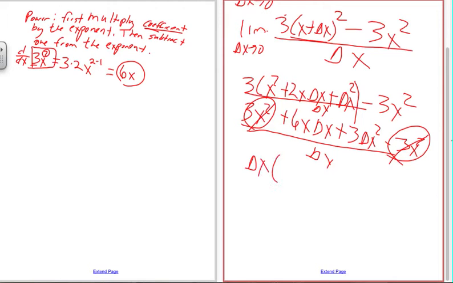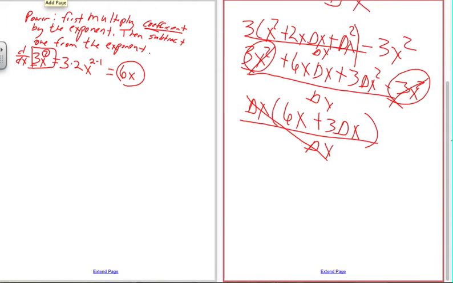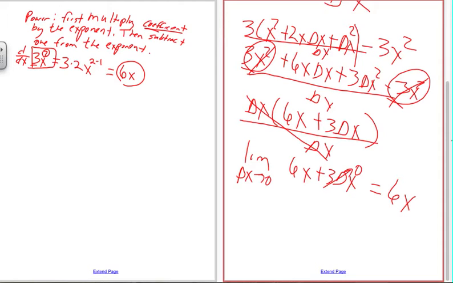That gives me 6x plus 3 delta x over delta x. Those divide out to 1. So I'm going to have the limit, as delta x goes to 0, of 6x plus 3 delta x. That goes to 0, which gives me 6x. And sure enough, it's the exact same thing.